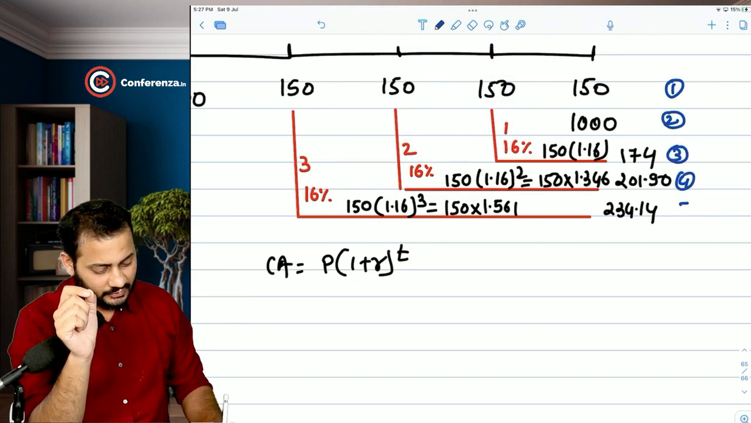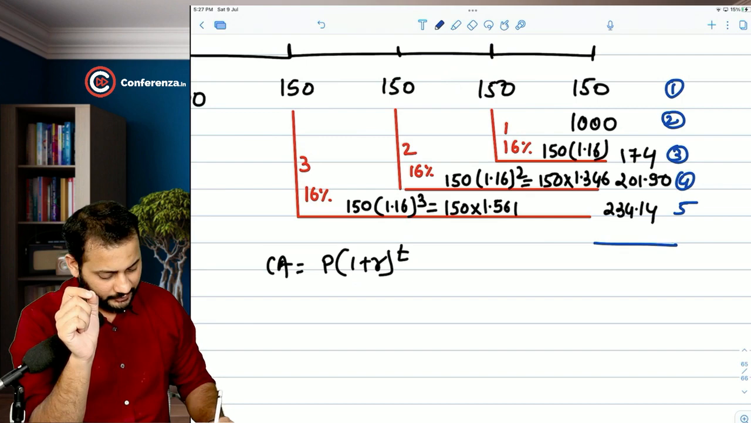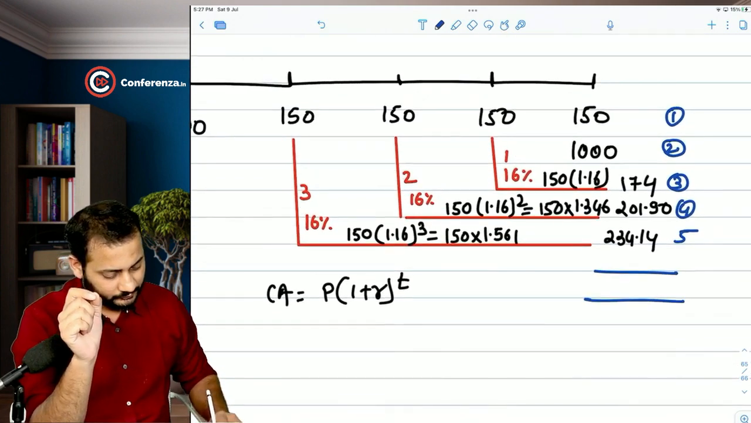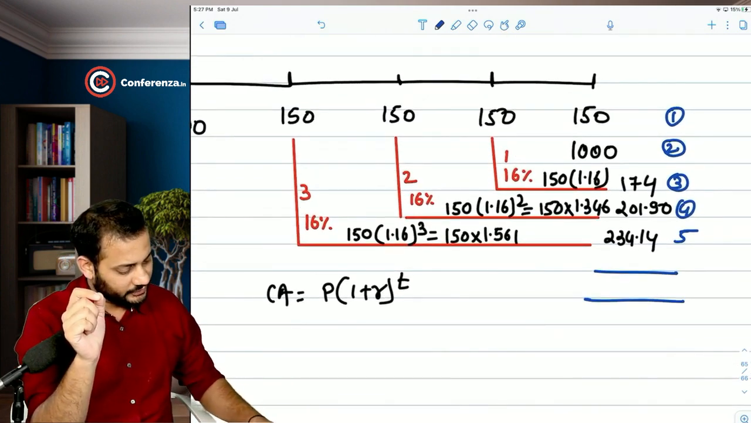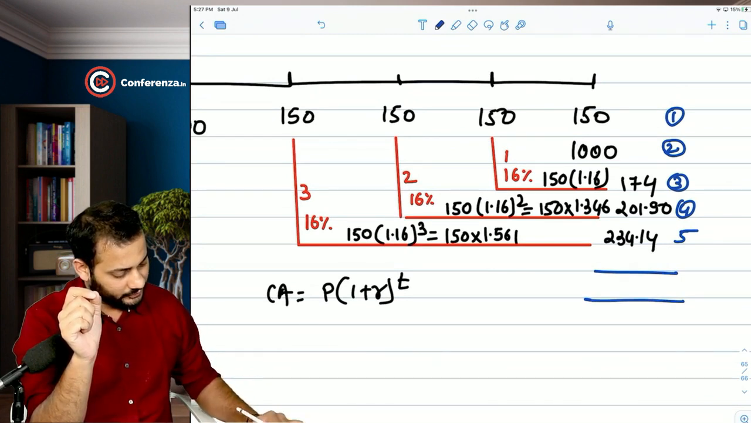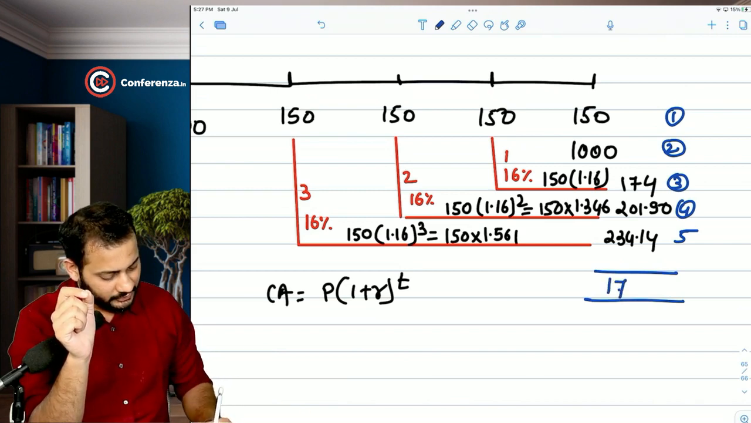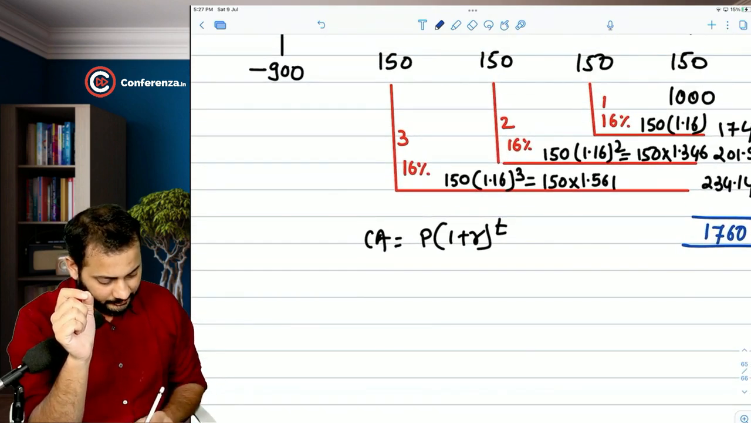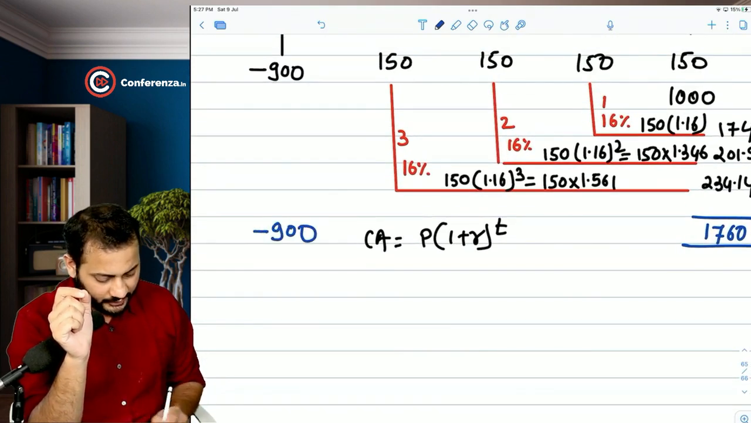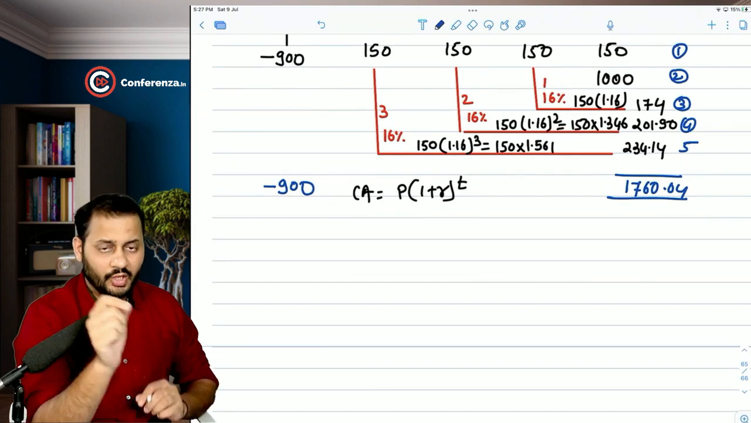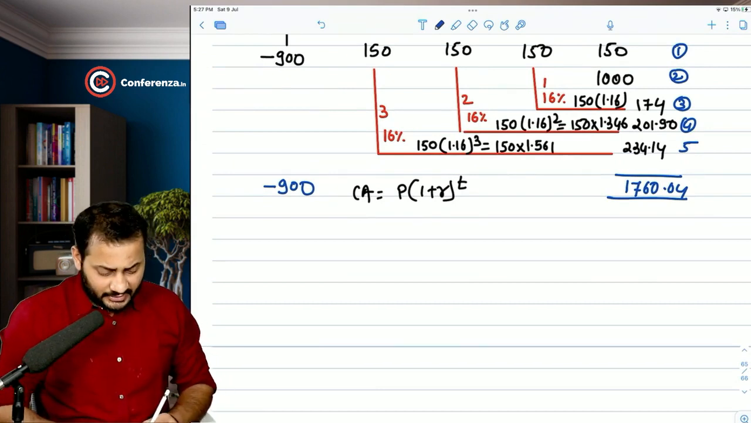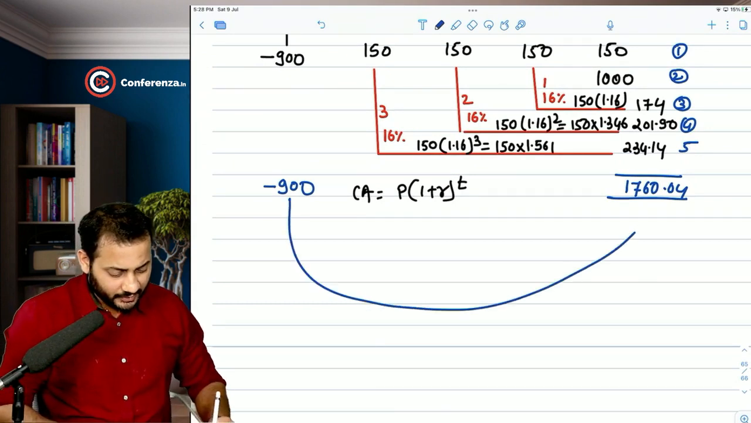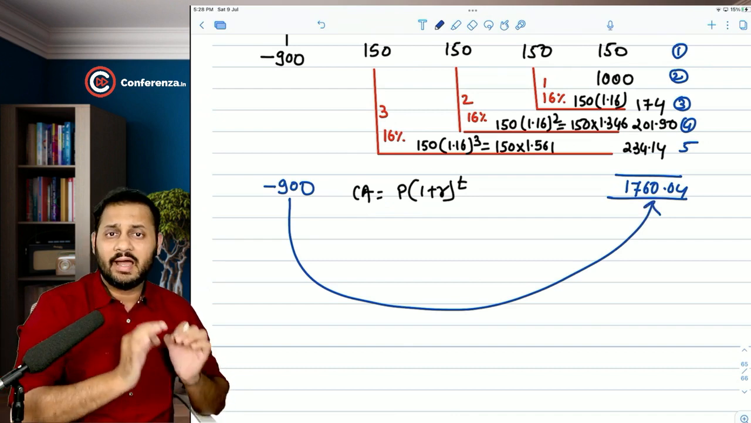The total will be, because it is of the same date, 150 plus 1000 plus 174 plus 201.90 plus 234.14, which is 1760.04. In the beginning you invested 900 rupees, and now the question is asking what your realized yield is, meaning at what rate this 900 will become 1760 per annum.